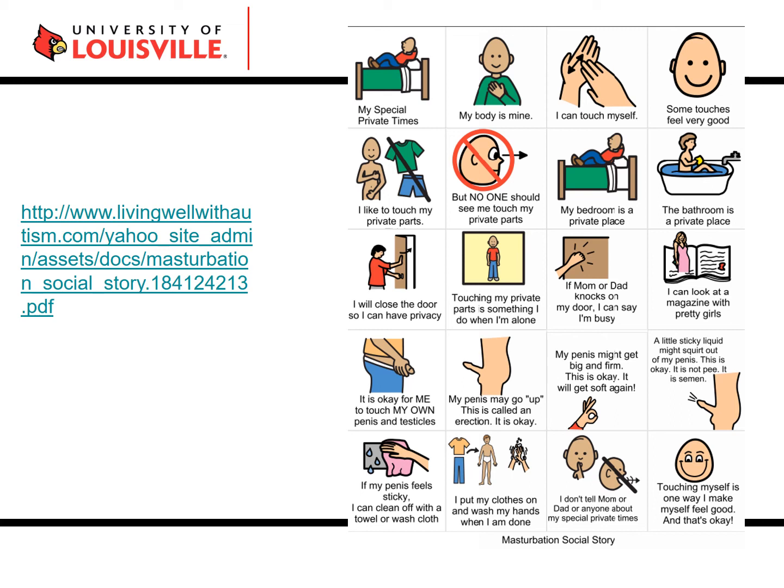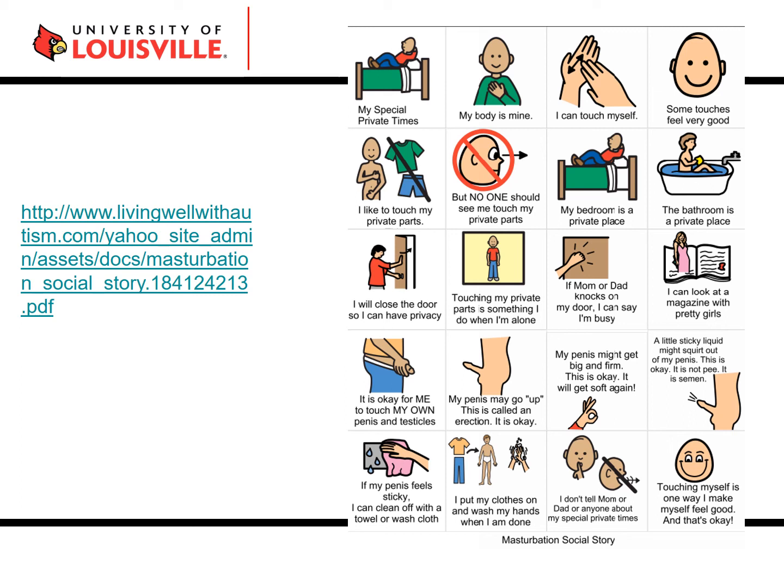This is an example of a social story called My Special Private Times. My body is mine. I can touch myself. Some touches feel very good. I'd like to touch my private parts, but no one should see me touch my private parts. My bedroom is a private place. The bathroom is a private place. I will close the door so that I can have privacy.